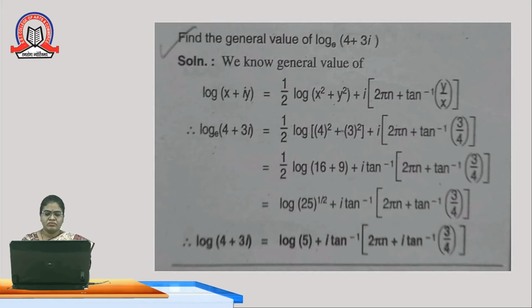The value of 16 plus 9 is 25. So log 25 whole power 1 by 2 plus i times 2 pi n plus tan inverse of 3 by 4. The final answer is log of 4 plus 3i is log 5 plus i times 2 pi n plus i tan inverse of 3 by 4.